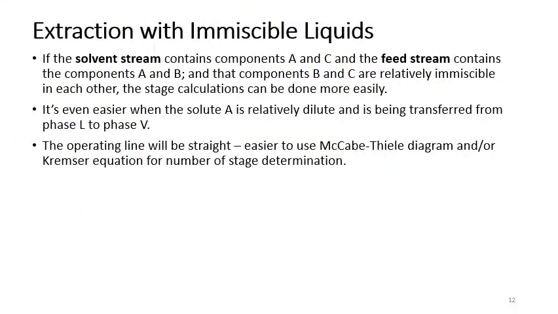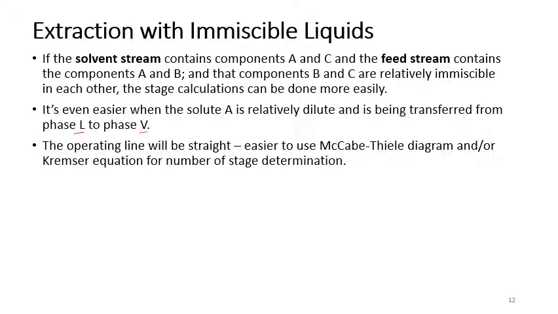Alright, so next one is if you are doing extraction with immiscible liquids, if the solvent stream contains components A and C and the feed stream contains the components A and B, and that components B and C are relatively immiscible in each other, the stage calculation can be done more easily. So now here the solute is A, the solvent is C, and the carrier is B as before, and that the components B and C are immiscible and it's dilute. I mean, if the solute A is very dilute, then we are transferring the solute A from the carrier phase to the solvent phase.